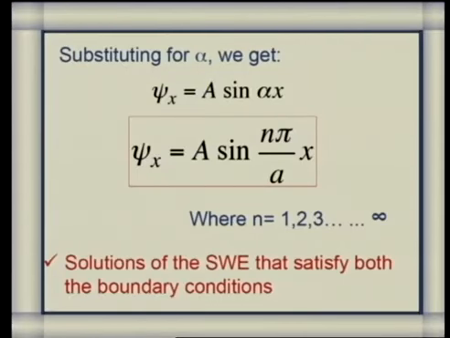This means that we have got a series of wave functions. All of them happen to be solutions of the Schrodinger wave equation. We will see more of the meaning of this n, which is a quantum number, and which has a significance when we talk about the energy expression. We'll talk about that a little later. So these are the wave functions which satisfy both the boundary conditions.